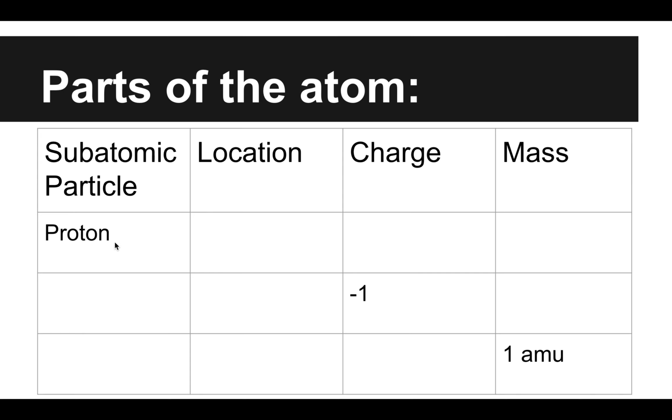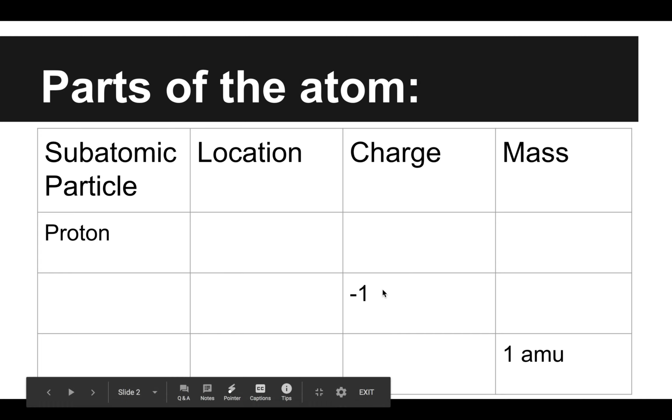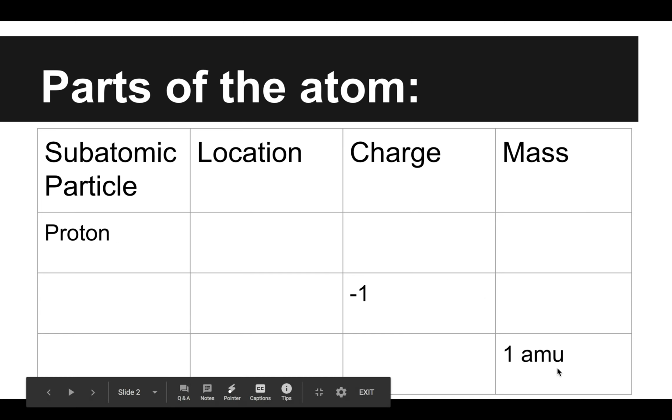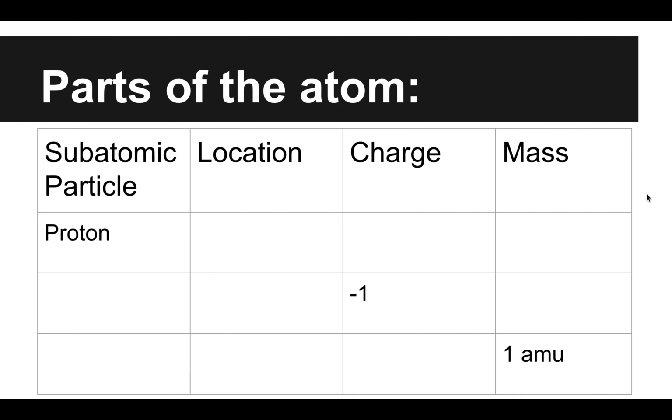So I've given you the subatomic particle here called a proton. You're going to tell me where in the atom you find a proton, what its charge is, and what its mass is. Here I've given you the charge is -1. You're going to tell me what subatomic particle it is, where you find that in an atom, and what is its mass. And then the last subatomic particle, which weighs 1 AMU, what is its charge, what is its location in the atom. So please pause this video so that you can copy this down and fill it out in your notebook, and then we will continue on.